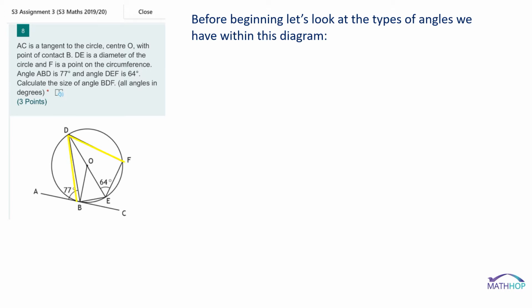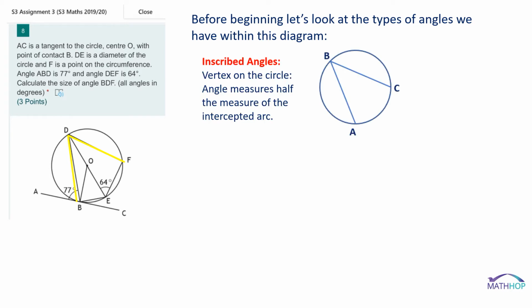So first I see inscribed angles, right? I have an inscribed angle BDF. I also have BDE as an inscribed angle. I also have ABD here. You might miss that one as an inscribed angle, as well as CBD. So let's look at the rules for inscribed angles. Inscribed angles have a vertex on the circle, and the angle is half of the intercepted arc.